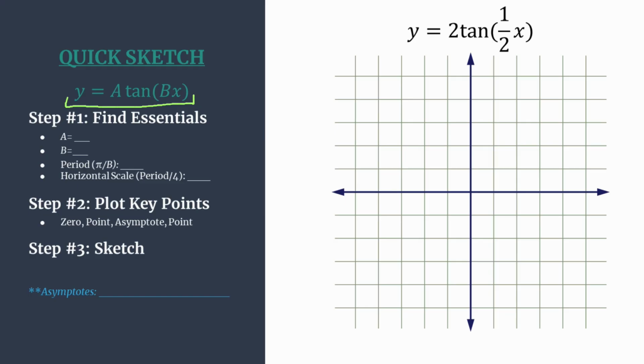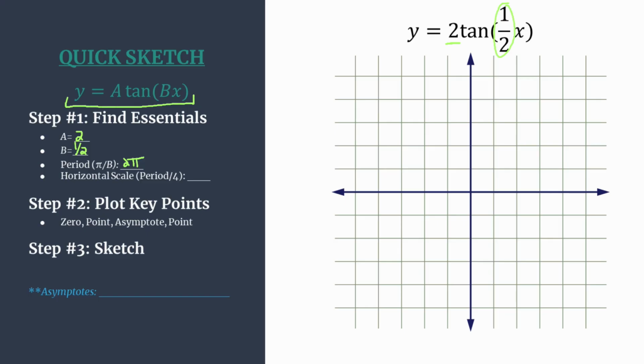All right, so start by identifying A, which is 2. That'll help us with our key points in step 2. B is the quotient in front of x. It's 1/2, and we use b to calculate the period. For tangent, that's just pi divided by b. So if you do pi divided by 1/2, it actually turns into 2 pi. It's like pi times 2 over 1. And remember, period is just the length of one cycle horizontally.